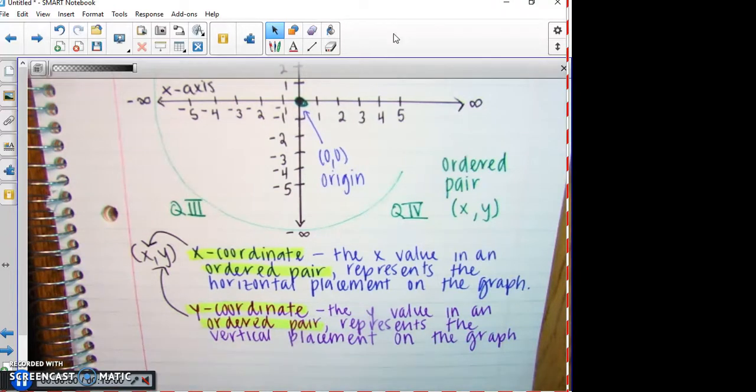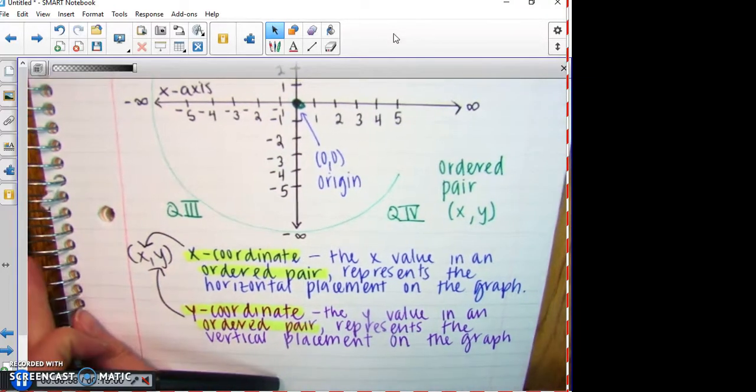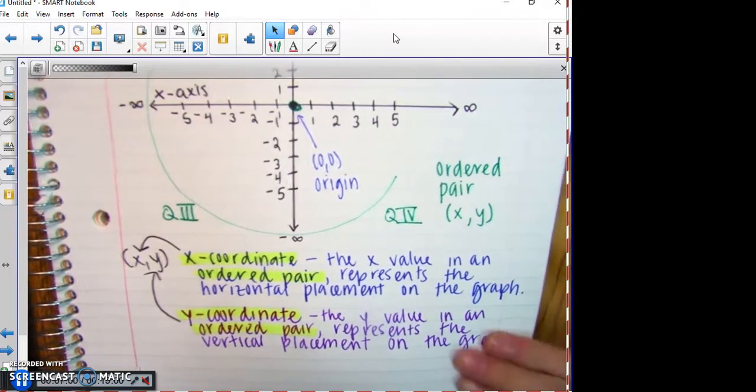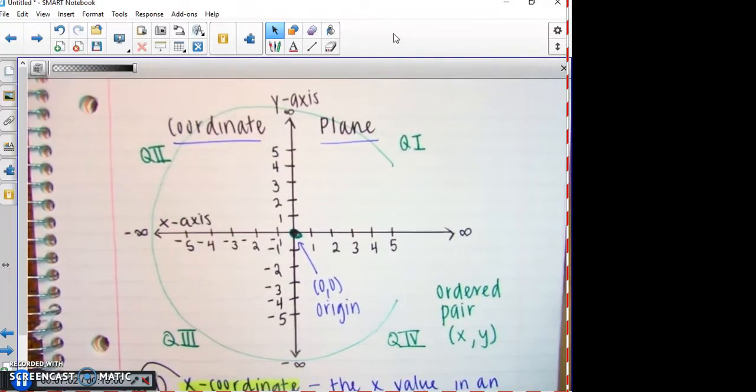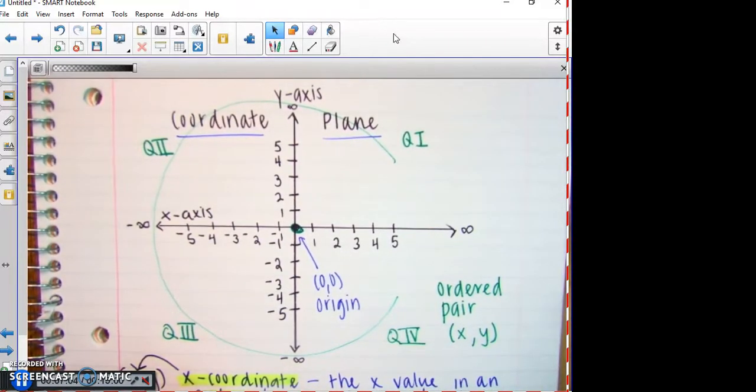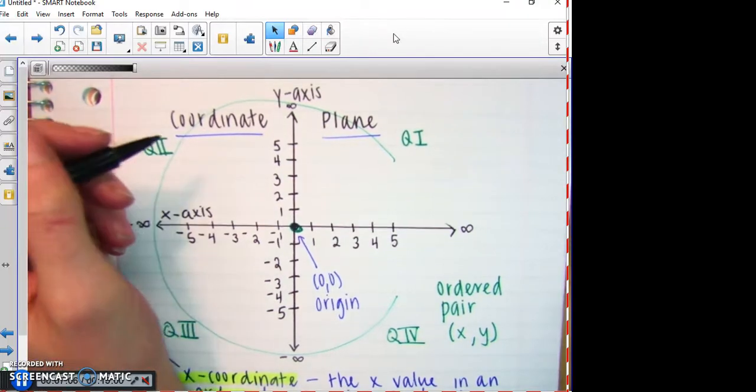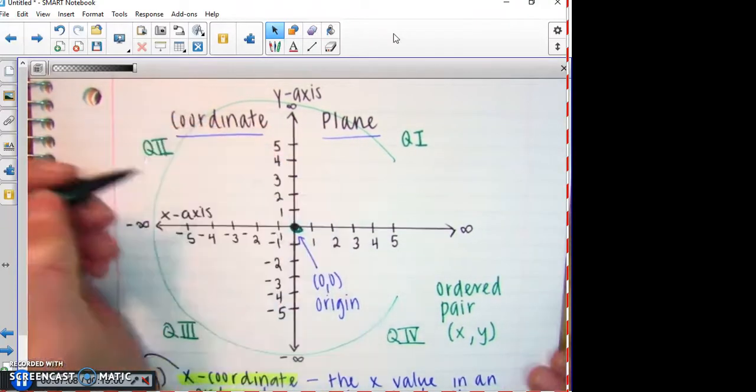So hopefully this is ringing a bell. This isn't really anything new, but we might not have seen this in a while. We're just talking about the basics today. Now that we've got that, we're going to practice plotting some points, and that's really all we're going to do for notes. So let's start with a point.